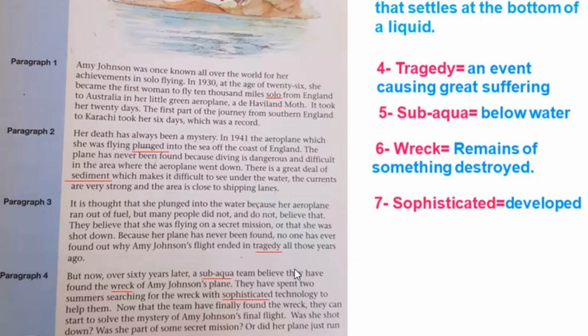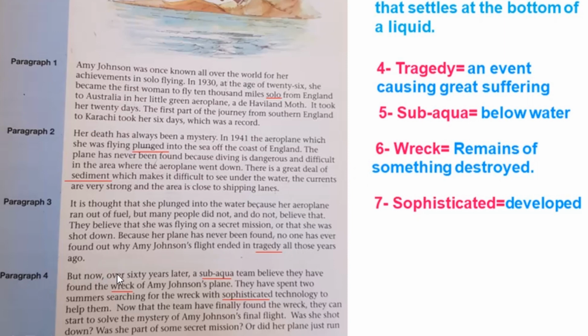Okay. What was the tragedy? That her aeroplane plunged into the water and she died, and people were thinking maybe her plane ran out of fuel. Maybe people were also thinking, they never believed that she ran out of fuel. Some were thinking maybe someone shot her plane, and because of that plane fell into the water. So now let's come to next paragraph.